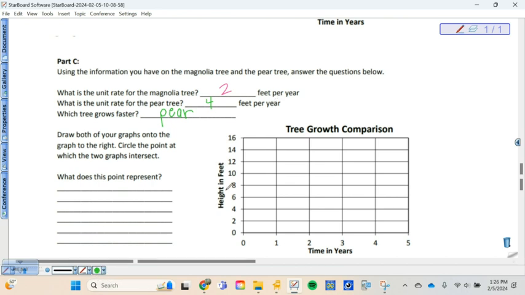So what you're going to need to do is draw both graphs down here on the same coordinate plane. Your pear tree starts at 0 and it's going up 4 every year. I've got that line of my pear tree. And then I have my magnolia tree, and that one started at 4 and it's going up by 2 every year. So you should have both lines graphed on this same exact plane. I got messed up. Let me do it again.